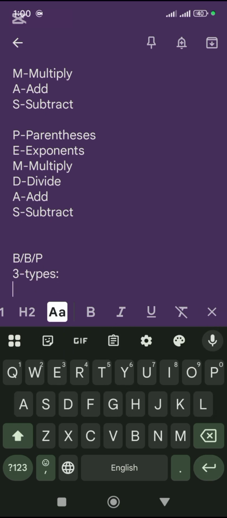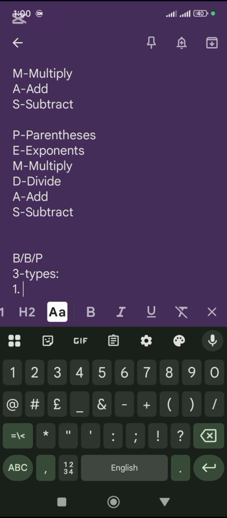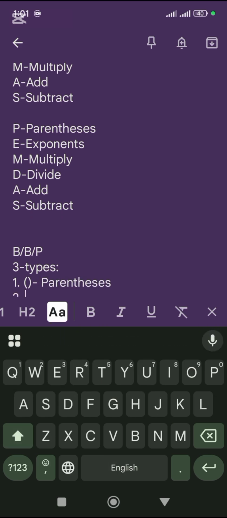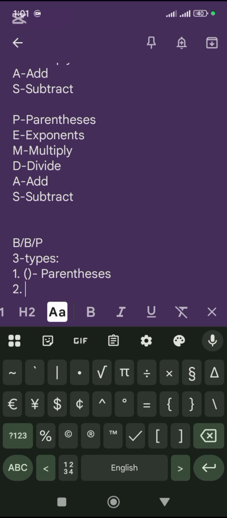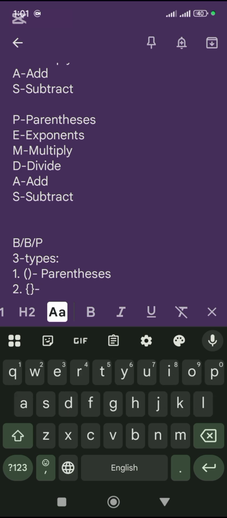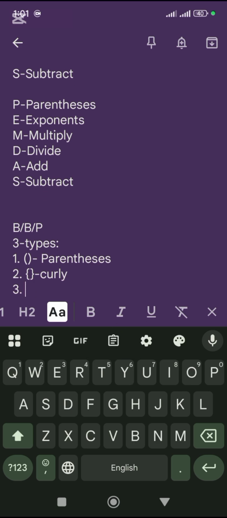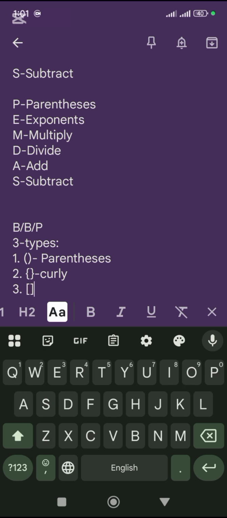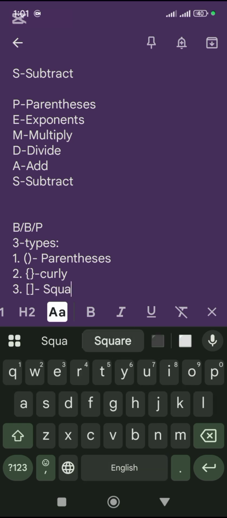Number 1 is these brackets, and it is called parentheses. Number 2 is this bracket, and it is called curly bracket. Number 3 is this bracket, and it is called square bracket.